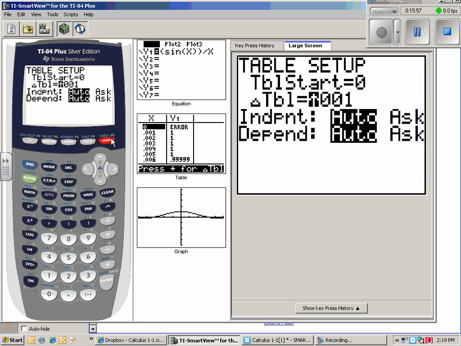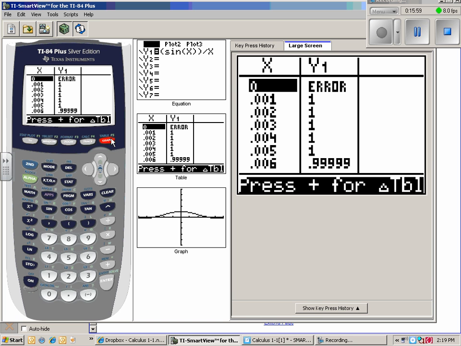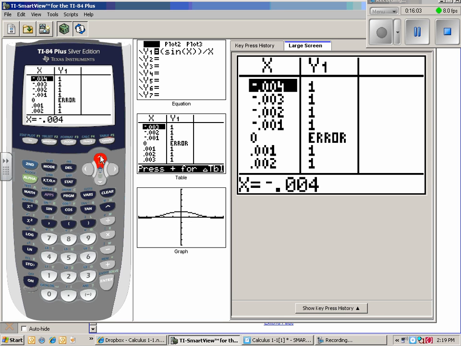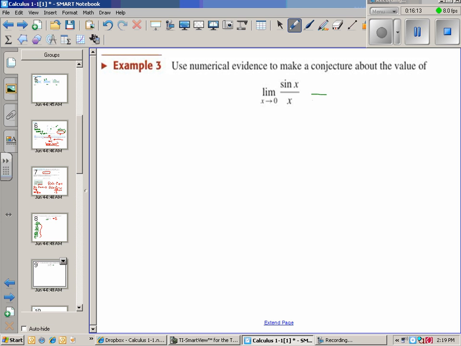So let's take a look at my table now. And x can't be 0 because the bottom blows up. But what happens as I approach 0 from the left? The values appear to be 1. And as I approach 0 from the right, the values also appear to be 1. So my guess would be 1.